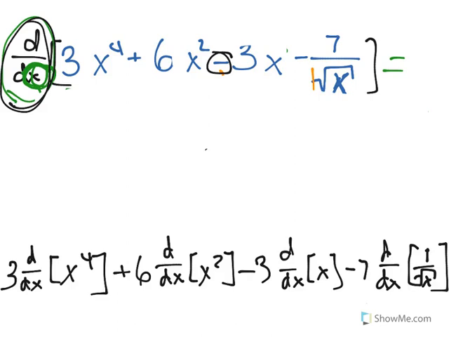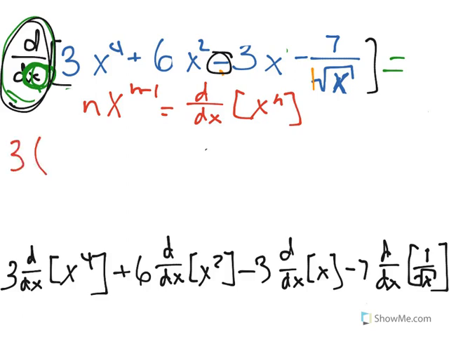Here I'm going to write the power rule just to refresh your memory. We know that the derivative of x to the fourth is just 4 times x cubed. The derivative of x squared is just 2x. The derivative of x is just 1.